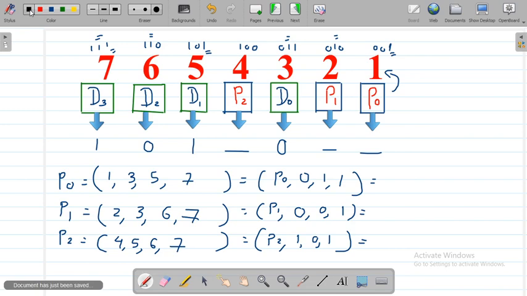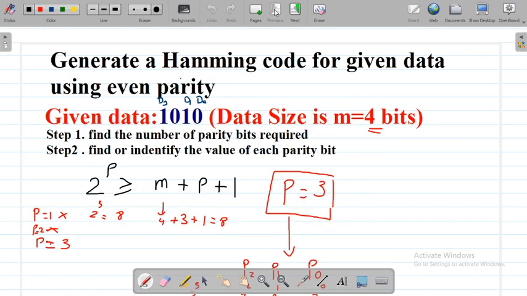Now first we have to see the question. Here the question was asked: generate a Hamming code for a given data using even parity. You can generate a Hamming code for even parity, and you can generate a Hamming code for odd parity. Here first I will generate a Hamming code for even parity, and then we will see how to do it for odd parity also.